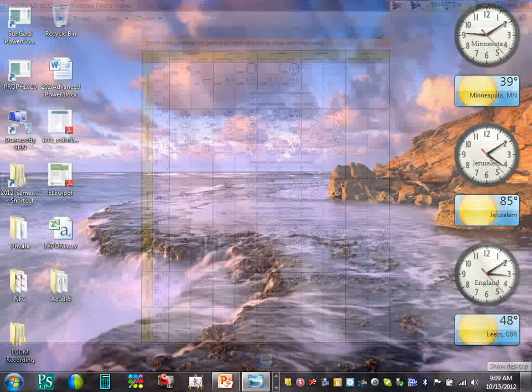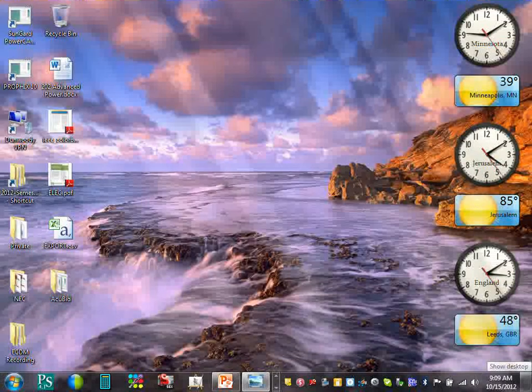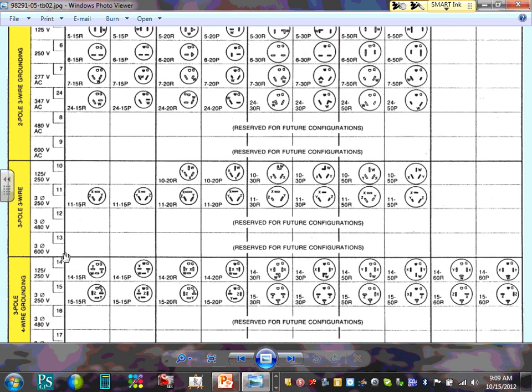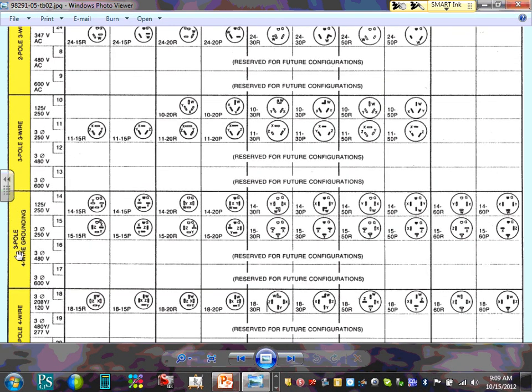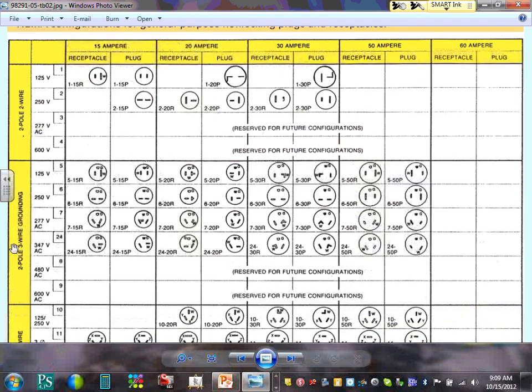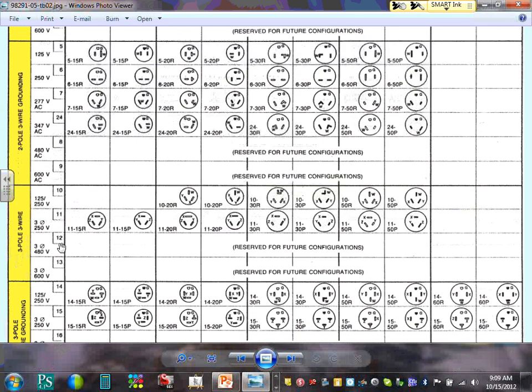So these are non-locking type receptacles. Any questions, guys, about the non-locking type receptacles? Look at the wires here. This is 3-pole 3-wire. This is 3-pole 4-wire, 4-wire with a ground, without the ground. See here, 2-pole 2-wire, no ground. Here's 2-pole 3-wire, grounding. So you have to have a ground here, no ground here.